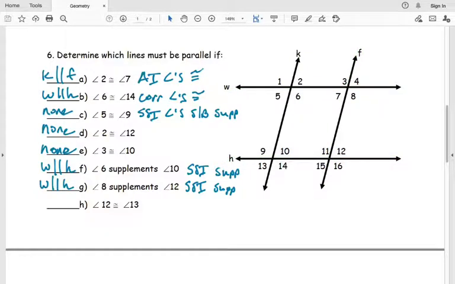All right, lastly, we're talking about angle 12 and 13 being congruent to each other. Those are angles formed by these two lines and this transversal. So if you'll notice, those are alternate exterior angles, and as long as those angles are congruent, that makes lines K and F parallel to each other. All right, let's move on to some proofs.